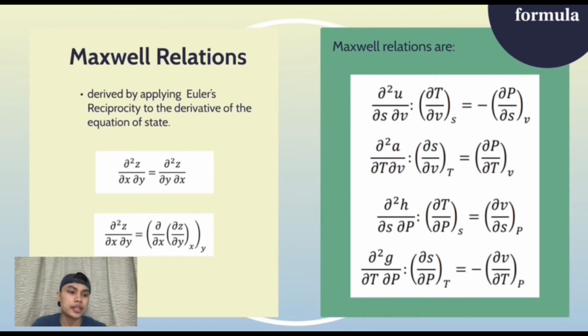These relationships can be found by noticing that the order of the partial differentiation of an exact differential has no bearing on the result. It means here that the order of the partial differentiation has no effect on the result. So as we can see here from the slide, these are actually the examples of Maxwell relations, like these four relations that are often used.